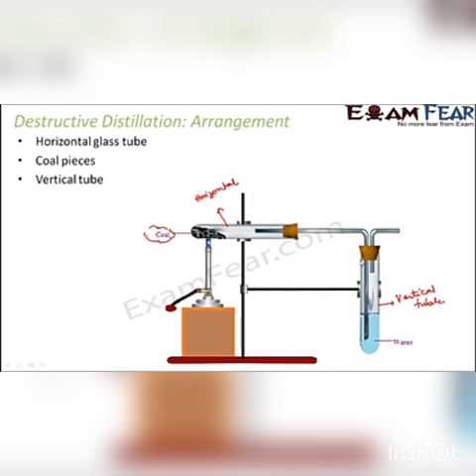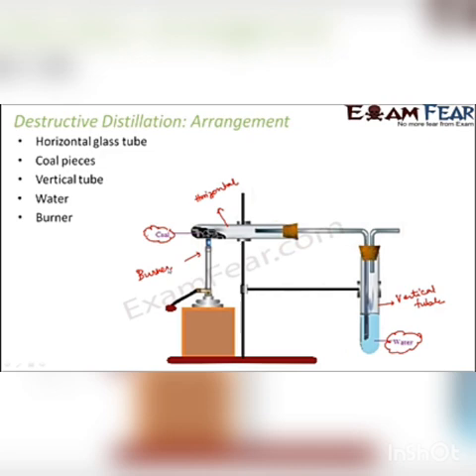The two tubes are arranged in such a way that they are connected to each other. You see this glass pipe connects the horizontal tube with the vertical tube. We take some water in the vertical tube, as you can see, and we need a burner to heat the coal. So here you have the burner. That's all we need to carry out destructive distillation of coal.